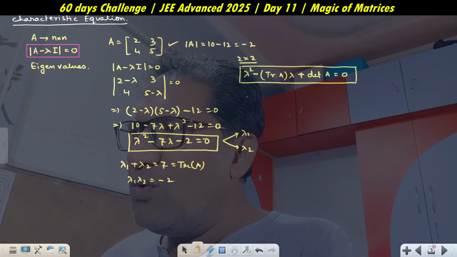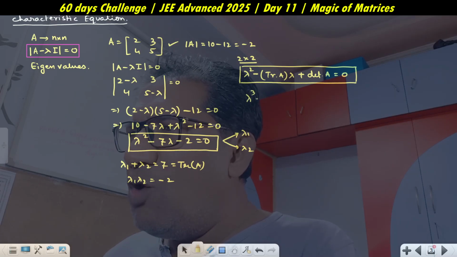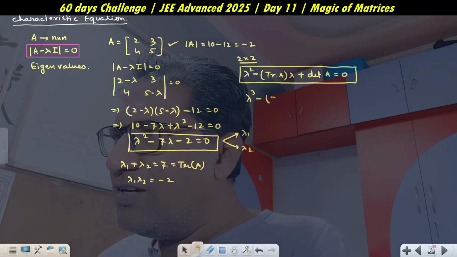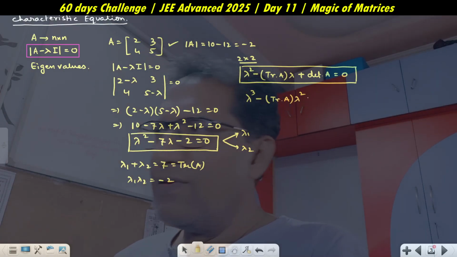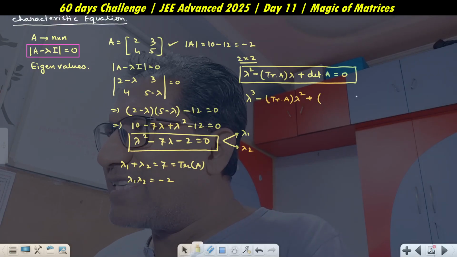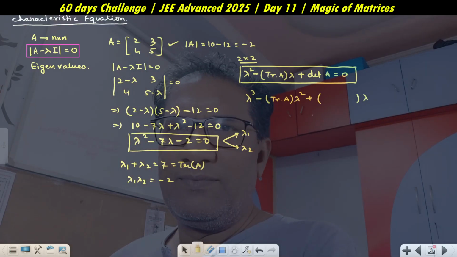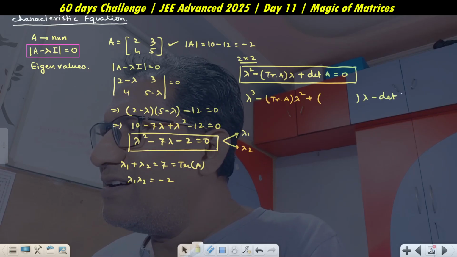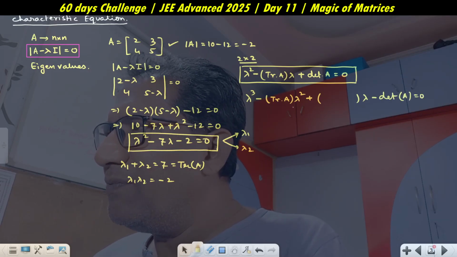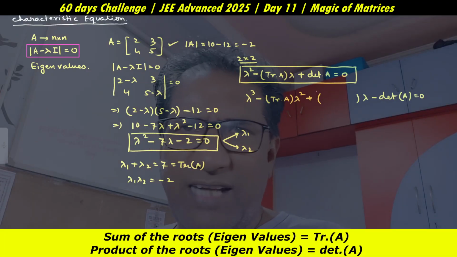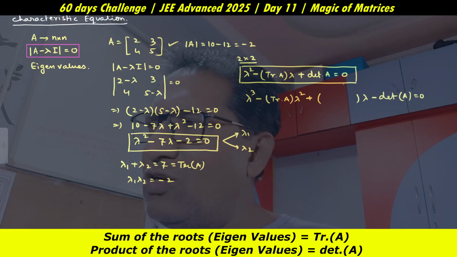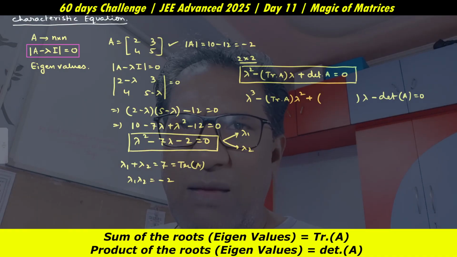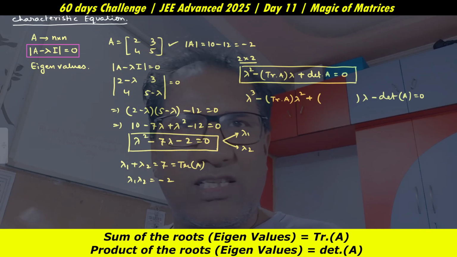So in that case, you remember it in this way: the characteristic equation will be lambda cube minus trace of A into lambda square plus something into lambda minus det of A. Exactly the same thing that we have done. The sum of the eigenvalues and the product of the eigenvalues will give us the trace of the matrix and the determinant of that matrix respectively.